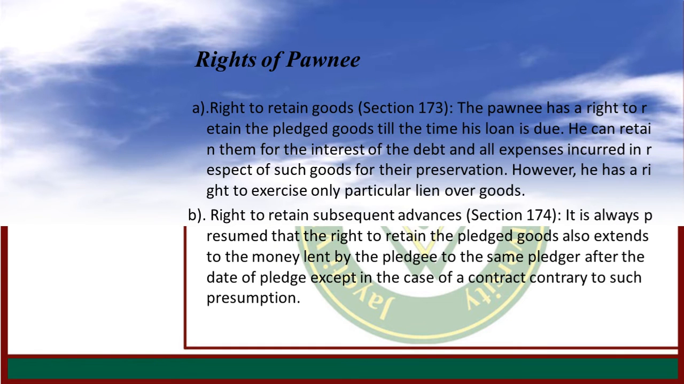Rights of pawnee. Right to retain goods. The pawnee has a right to retain the pledged goods till the time his loan is due. He can retain them for the interest of the debt and all expenses incurred in respect of such goods for their preservation. Right to retain subsequent advances.